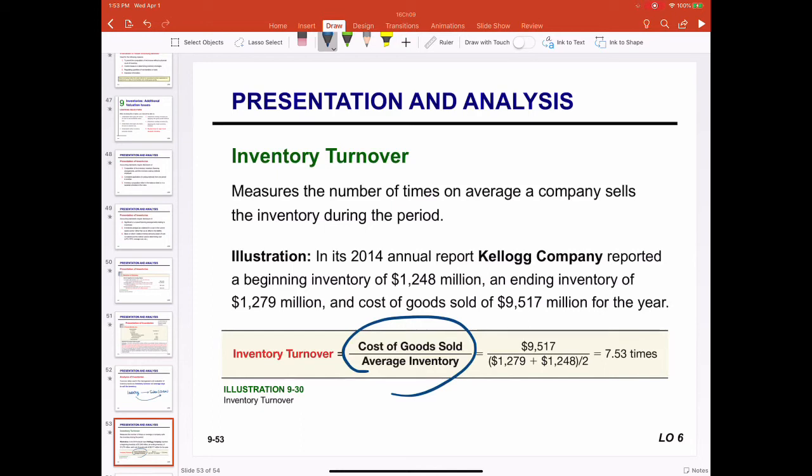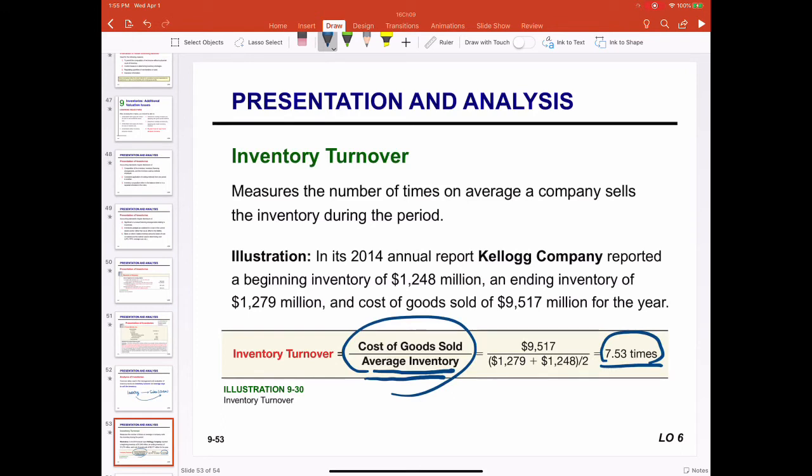Because the balance of inventory keeps changing during an accounting period, we use the average inventory instead of the inventory balance at a specific time point. The ratio we got means the number of times on average the inventory can be sold during an accounting period. In this case, it means on average inventory can be sold 7.5 times a year. In other words, during this year, this firm has renewed its inventory 7.5 times.